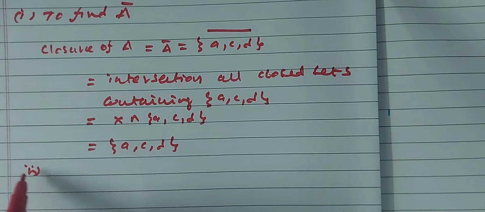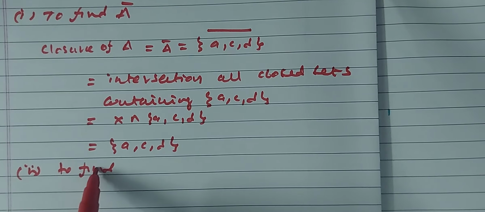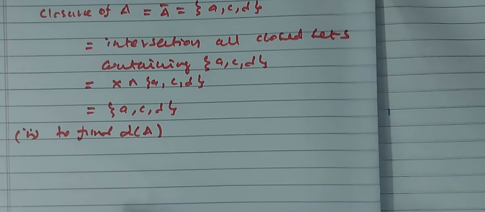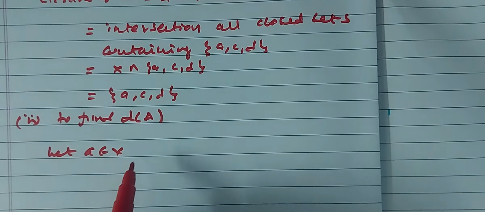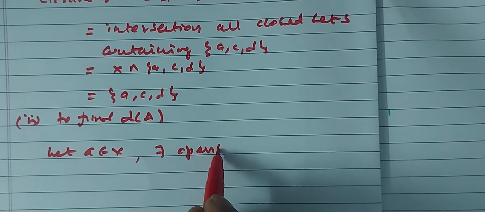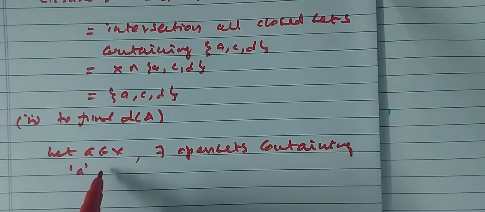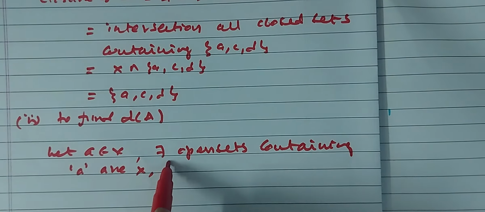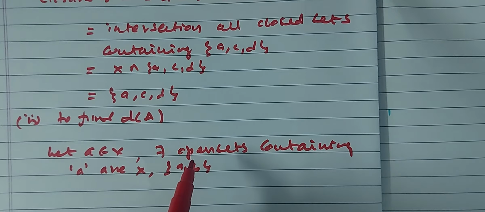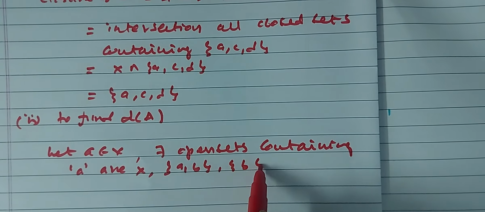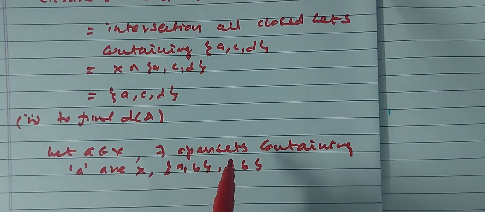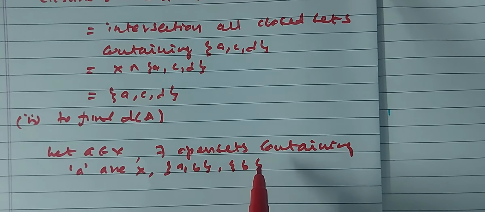Next, second one, to find D of A. Let a belong to X. There exist open sets containing a, namely X, {a, b}, and so on: the open sets containing a are X, {a, b}, and {a, b, c}, {a, b, d}.